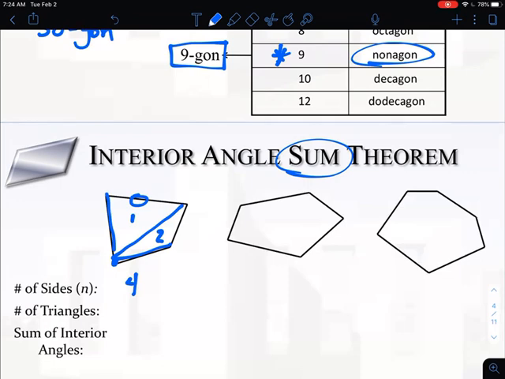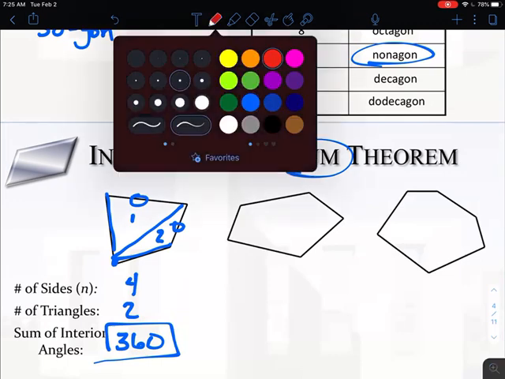We know that this triangle right here adds up to 180 on the inside. We know that this triangle here adds up to 180 on the inside. So if I take those two 180s and add them together, my four-sided objects will always add up to 360. So every quadrilateral is going to add up to 360, and that might be something you want to commit to memory because they're going to show up a lot.